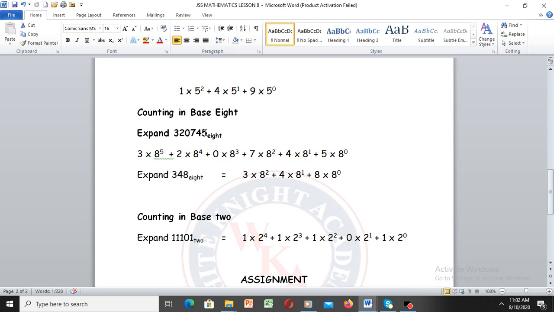So this one is base 8. There are 6 digits, and when we start counting from 0, we have 5 times 8 raised to power 0, 4 times 8 raised to power 1, 7 times 8 raised to power 2, 0 times 8 raised to power 3, 2 times 8 raised to power 4, and 3 times 8 raised to power 5. So that is the expansion.